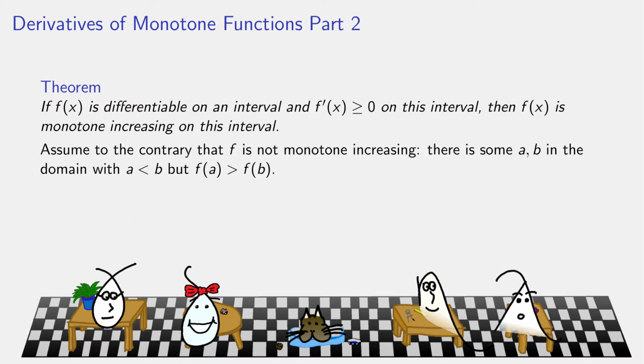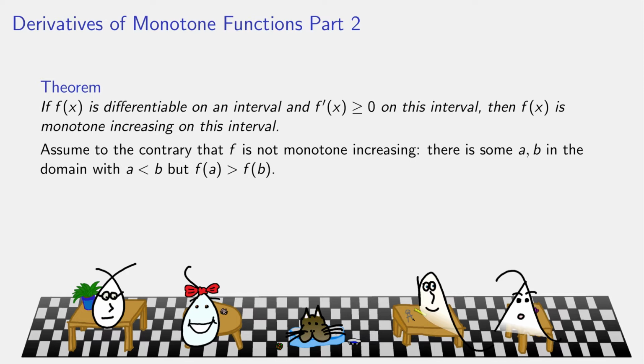So assume to the contrary, okay, that it's not increasing. For the function to not be increasing, there are 2 points where the left endpoint is sent to a larger value than the right one. So a is less than b, but f of a is bigger than f of b. This doesn't have to be true for every pair of points in order to violate that the function is increasing, just for one particular pair of points. Remember, the definition of increasing would be for every pair of points, such and such. So to violate that, you just need one pair of points that violates the increasing property.